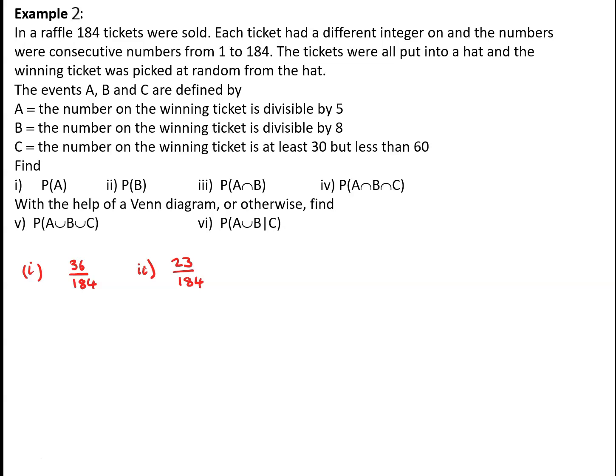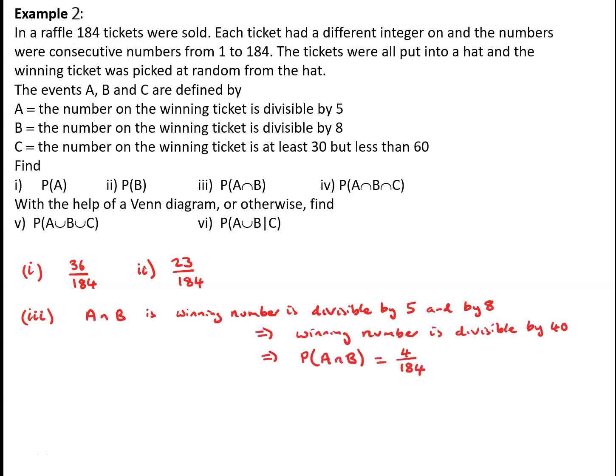Probability of A intersect B. Well, if the number on the winning ticket is divisible by 5 and the number on the winning ticket is divisible by 8, that means the number on the winning ticket is divisible by 40, and the only numbers in the hat which are divisible by 40 are 40, 80, 120 and 160. So there are 4 tickets that satisfy that. So we've got a probability of 4 out of 184.